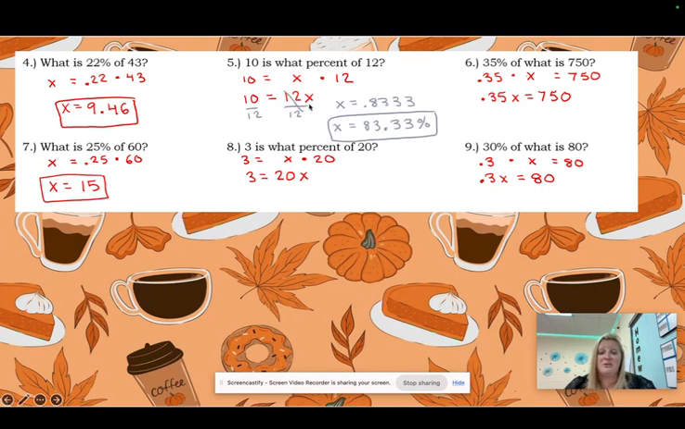So number 5, we're going to divide both sides by 12. We get 0.83333. And then we want to turn that into percentage form. It does ask, what's the percent? So it's about 83 1/3%.